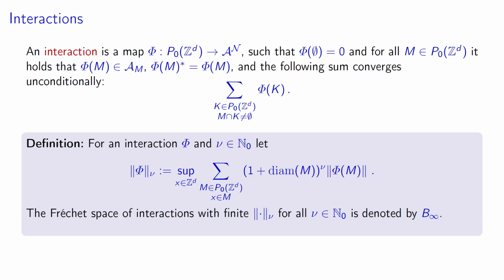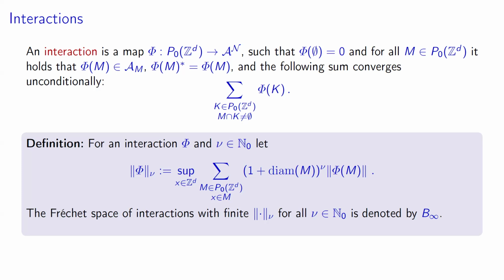Let's first fix one x. For fixed x, we look at all finite sets M containing this point, so all sets interacting with that point. And we sum up the norms of the corresponding interaction terms phi of M with a weight, which is the diameter of the set M to the power nu. So the larger the diameter of the set, the larger the weight. So basically for this to be finite, this norm has to decay faster than the diameter, actually by one power faster, so that this is summable.